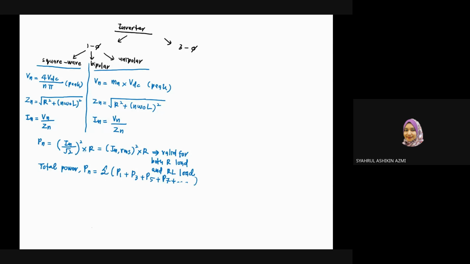The question will state whether you need to do your calculation maybe up to n equals 7, maybe up to n equals 11, 13. It will be written in the question. Right, and then in terms of the THD, both are using voltage or current, it's the same. You just change the variable.